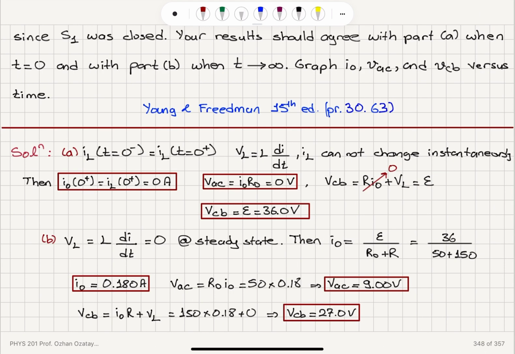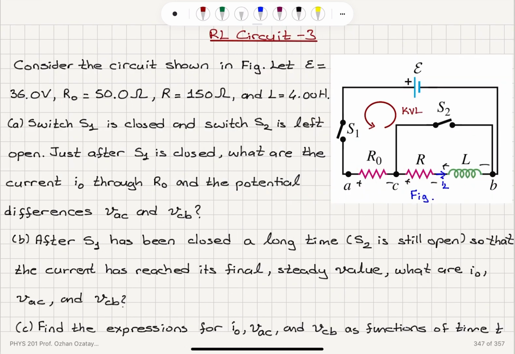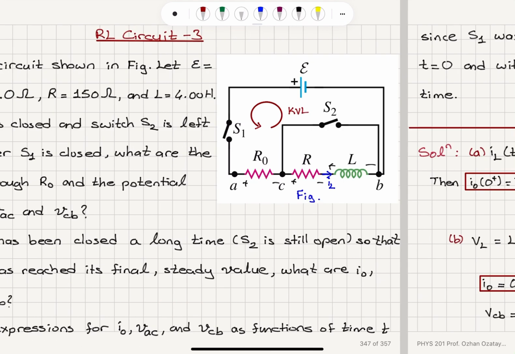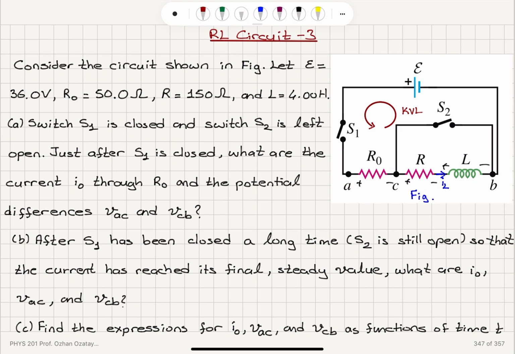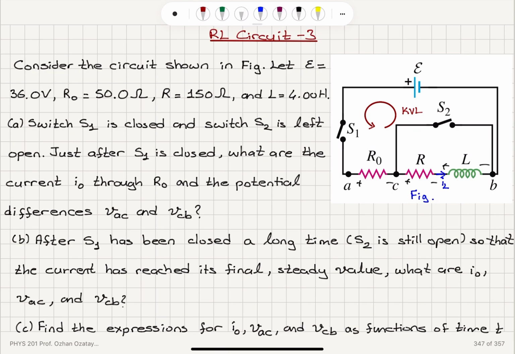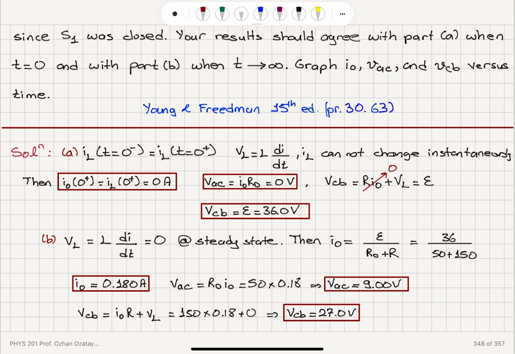As t goes to infinity after the switch was closed, we reach steady state. Constant current through the inductor L implies zero voltage drop across the inductor, which means epsilon divided by R0 plus R is the current through this circuit, which is 0.18 amps. Then VAC is I0 R0, so that's 9 volts, and VCB is I0R plus the voltage across the inductor, which is 0, so that is also I0R, 27 volts.